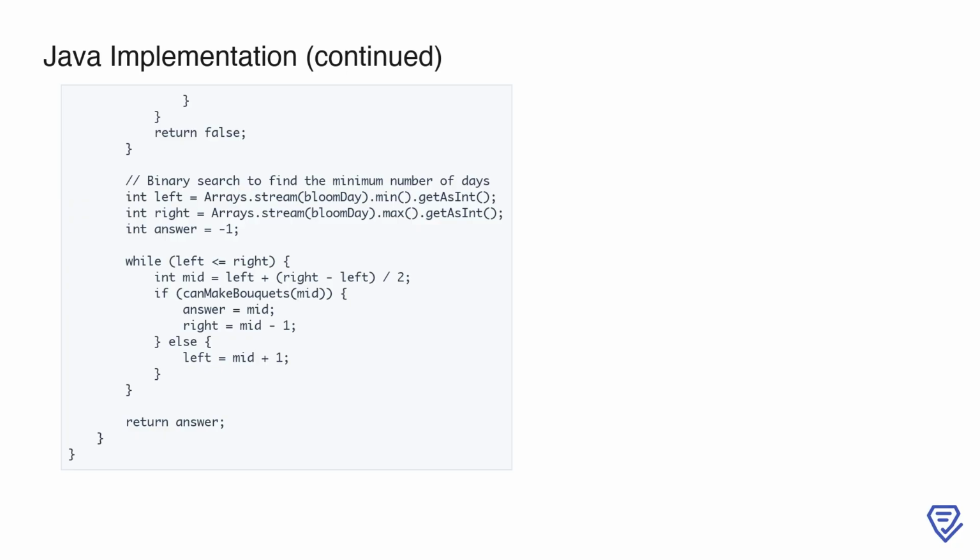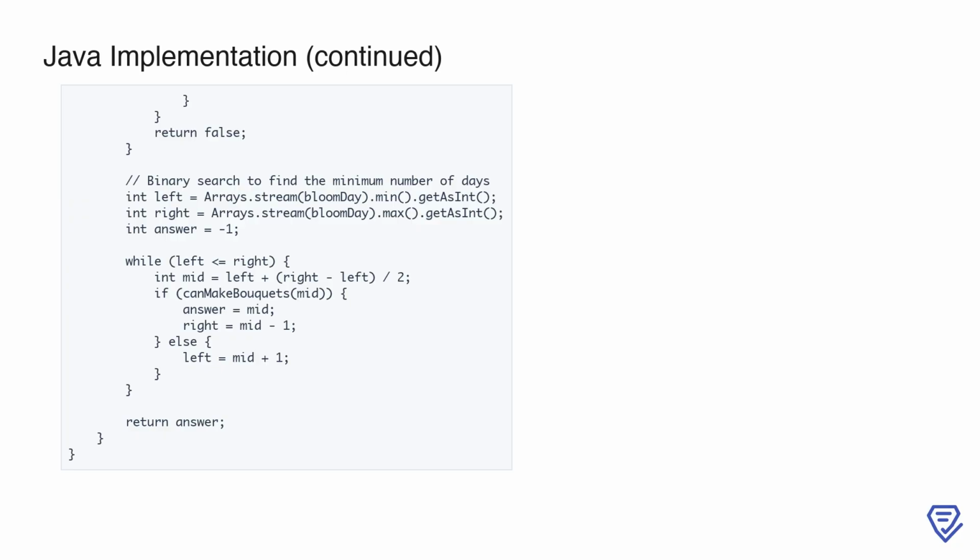Now, to find the minimum number of days needed, we use binary search. We initialize left to the smallest bloom day in the array and right to the largest bloom day using arrays.stream to calculate the minimum and maximum values. The variable answer is initialized to -1 to store the potential result.